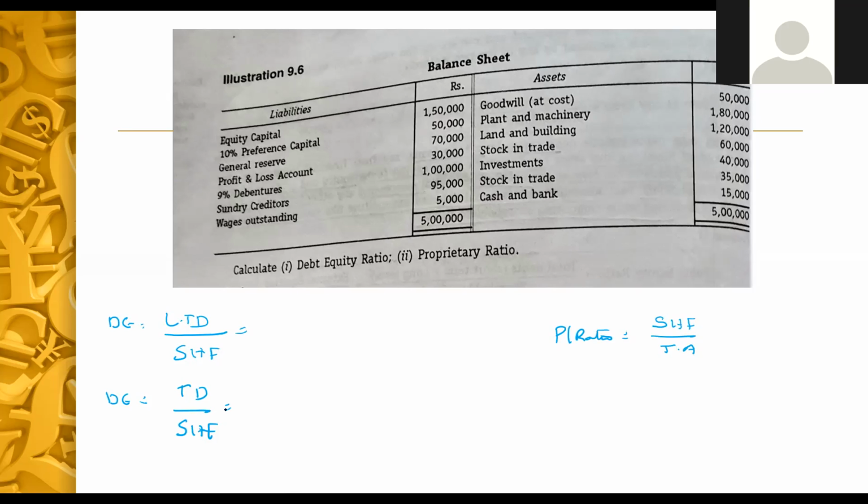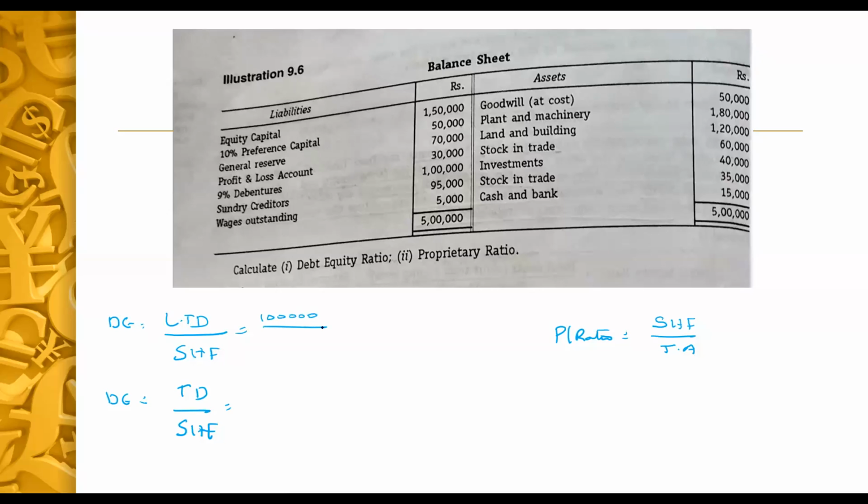So first of all, we'll see what the long-term debts are. What are long-term debts? Two components: debentures and long-term loans. In this question, do we have any long-term loans? No. We have only debentures. What is the amount? 1 lakh.